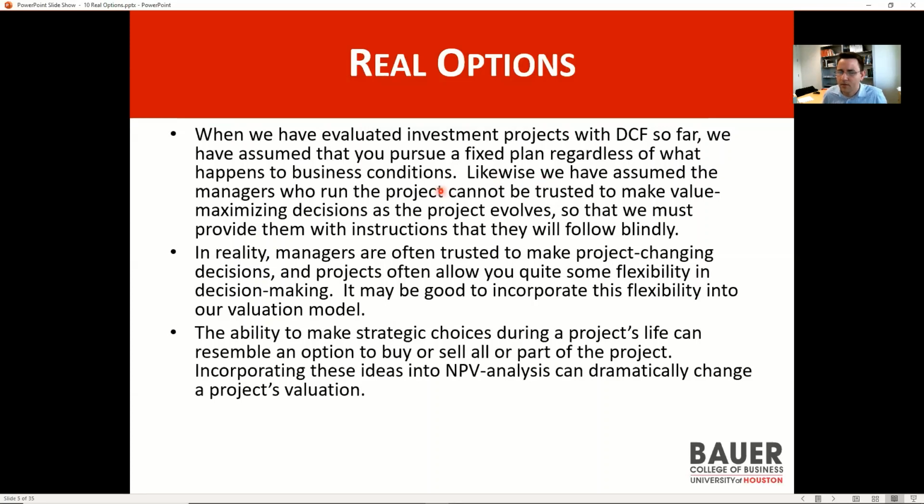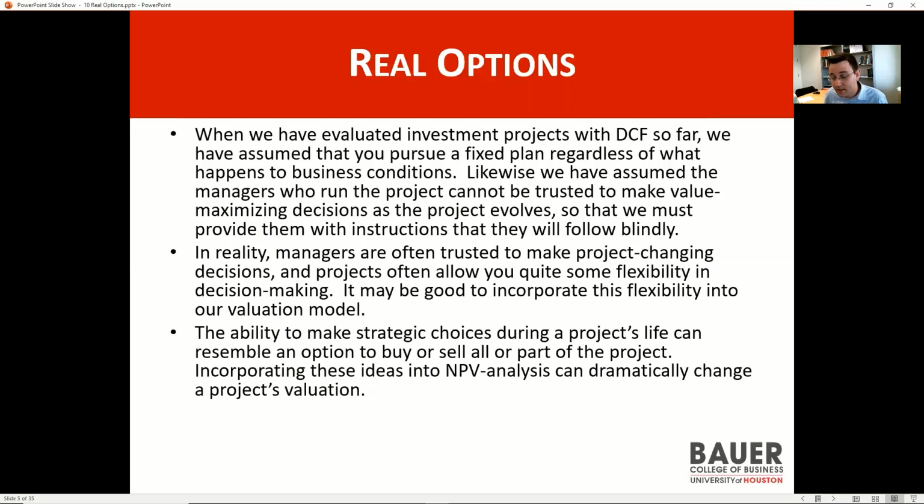Similarly, we've assumed that the managers who are running the project, the middle managers, we're not really trusting them very much. We're going to assume that the plan is the same and that the manager doesn't have discretion. The manager is not going to change things too much depending on how things shake out. But in reality, managers are often trusted to make these big decisions, and projects allow for some flexibility in that decision making. Okay, and that can create value, right? If you have talented managers working for you, that's a good thing. That can create value for the company.